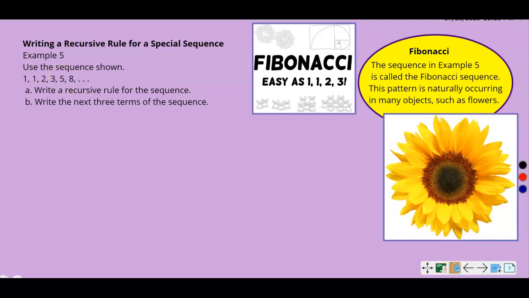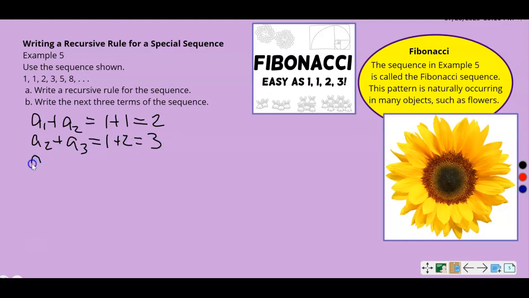So if I say a sub 1 plus a sub 2, my first term is 1. My second term is 1, and that equals 2. Let's see what the second term plus the third term looks like. The second term is 1. The third term is 2, and that equals 3. And that does equal your next term.